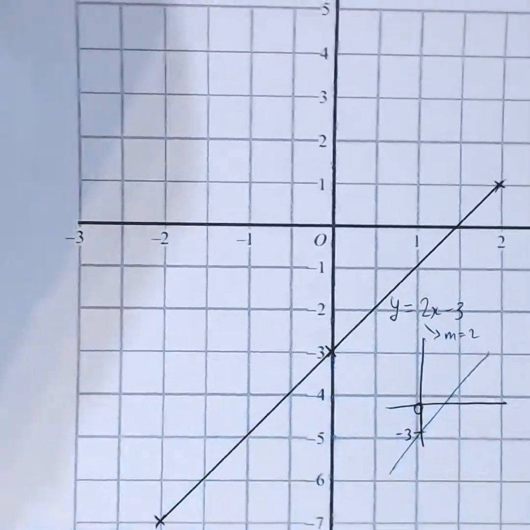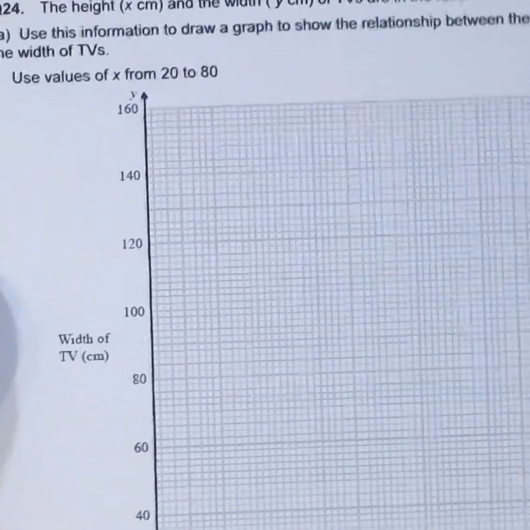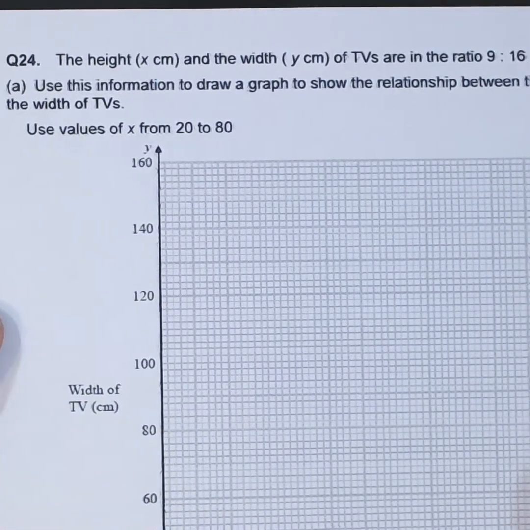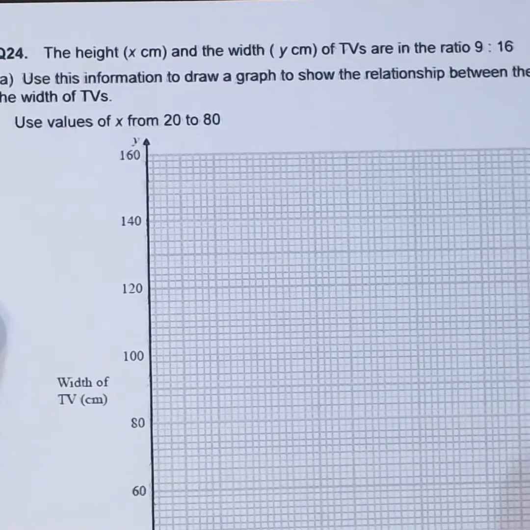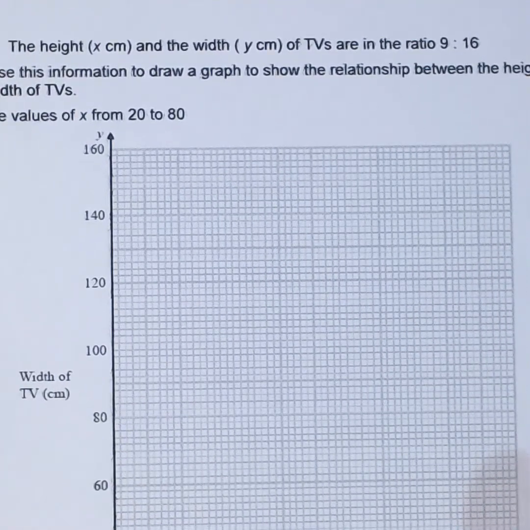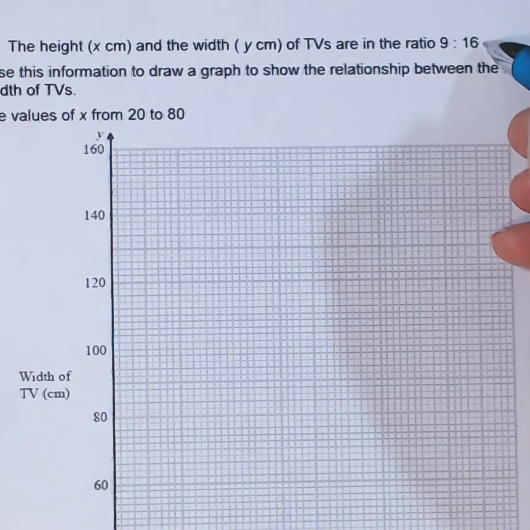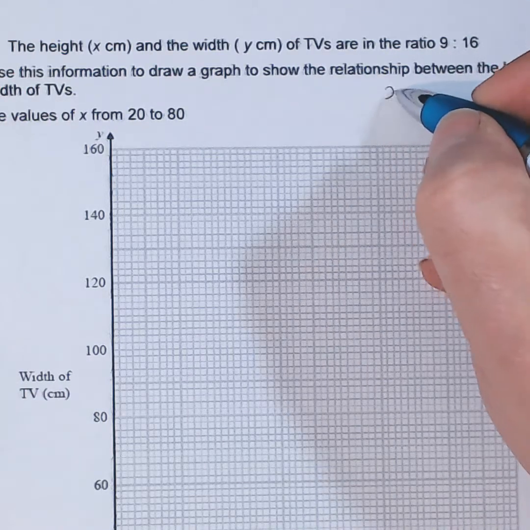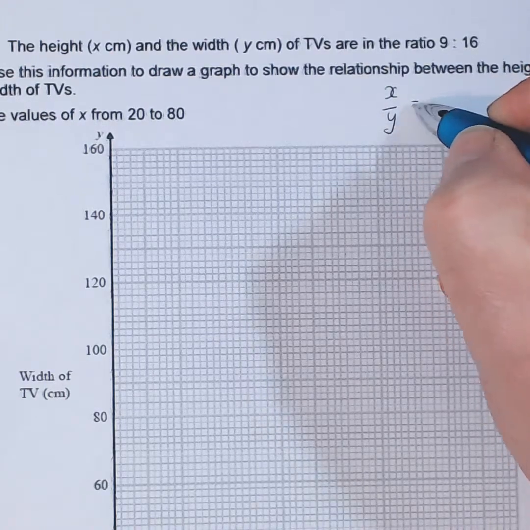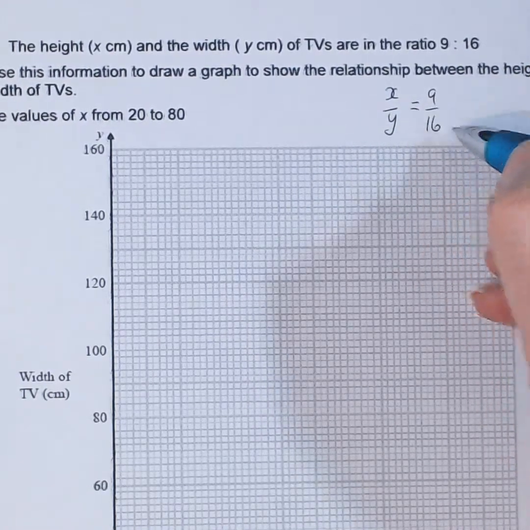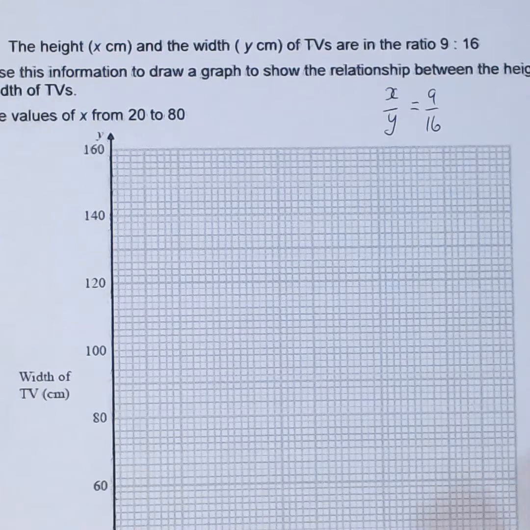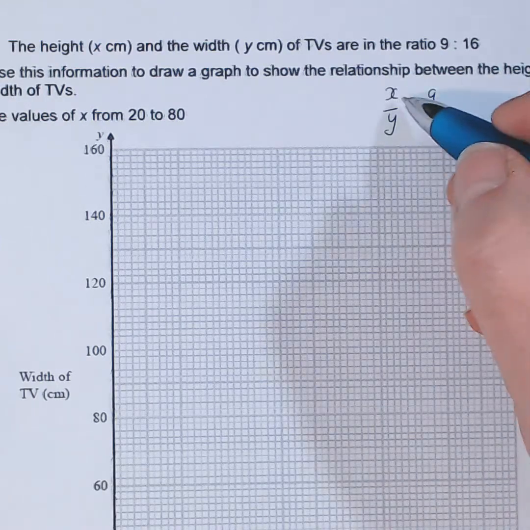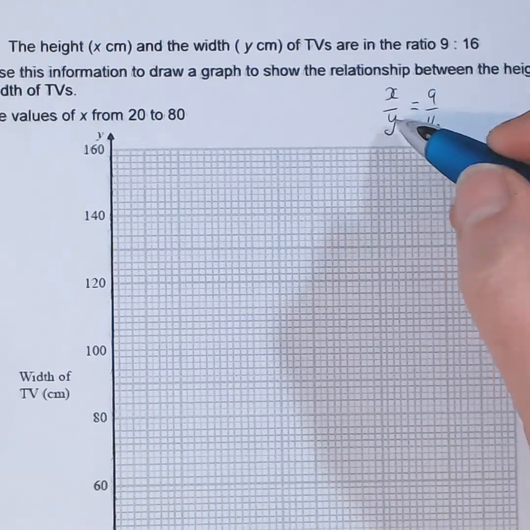Now this next question is doing straight lines, but in a slightly more awkward way. It's telling us that we've got a relationship between height and width, and they're in the ratio of 9 to 16. So in other words, x divided by y is the same as 9 over 16. That's what this is basically telling us, and then we just rearrange this to get y equals.